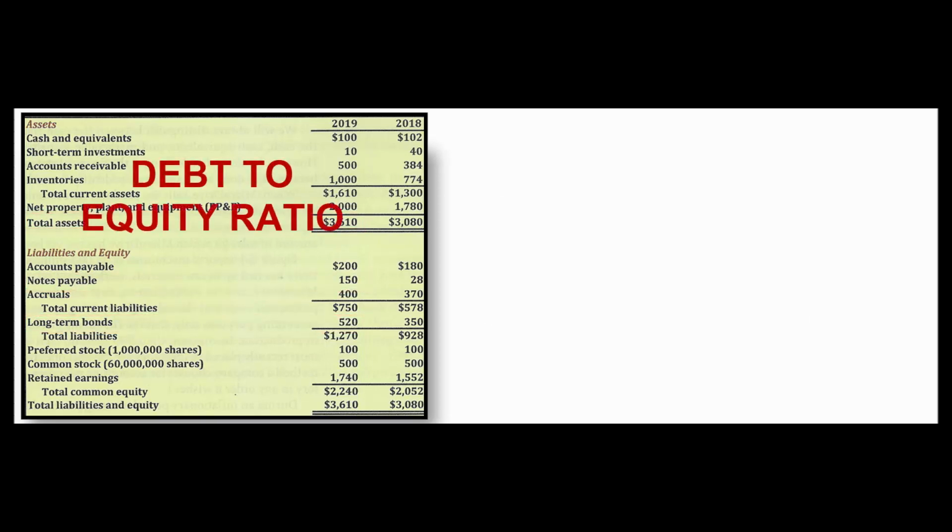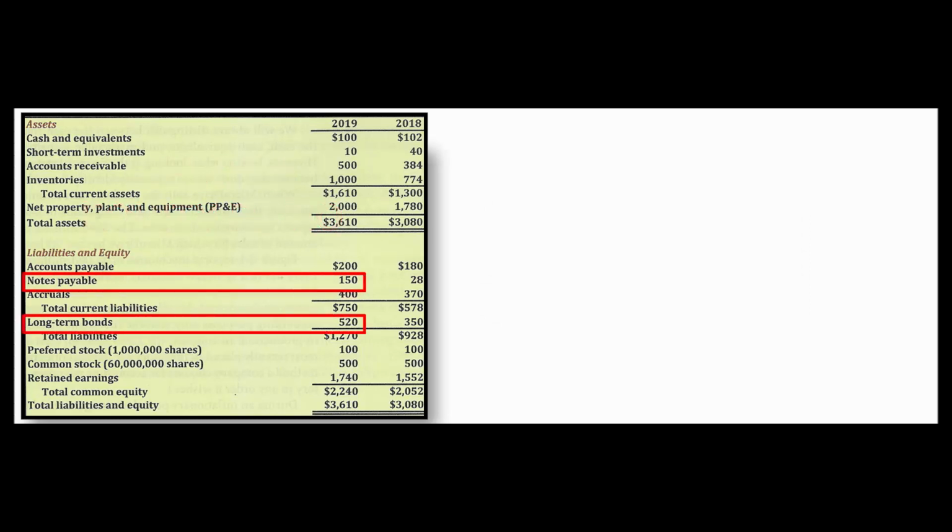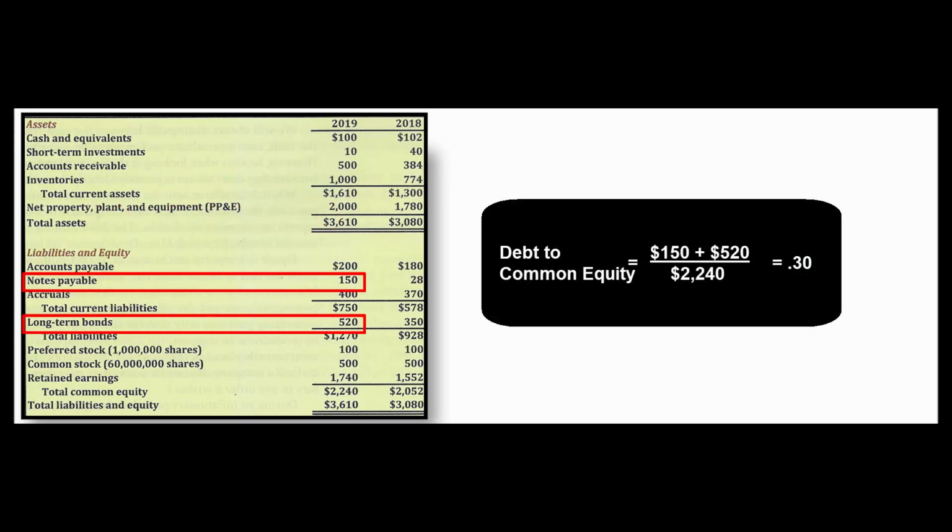A different ratio to come at the same notion of how much of our firm is financed with debt would be the debt to equity ratio. We'll take total debt over total common equity. So in this instance, that would be the 670 over 2240 for a 0.3 debt to equity ratio.